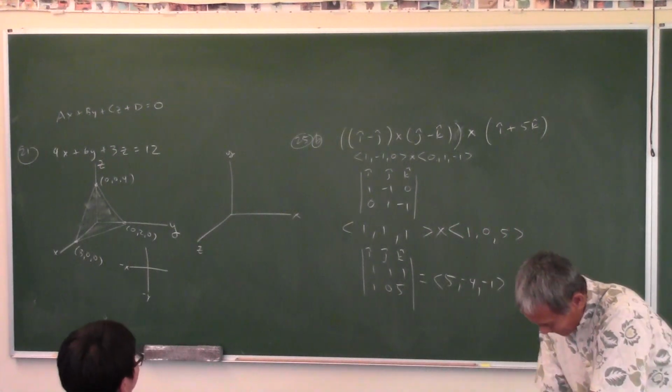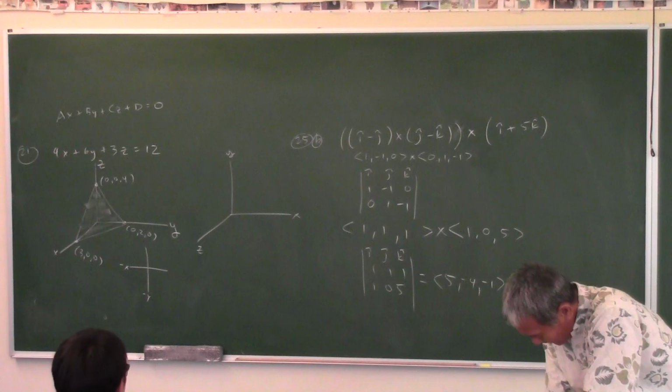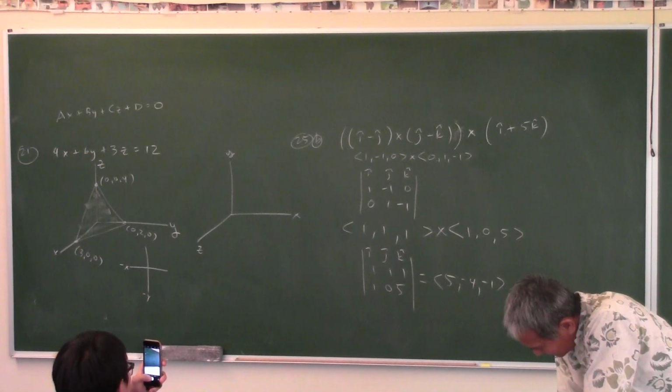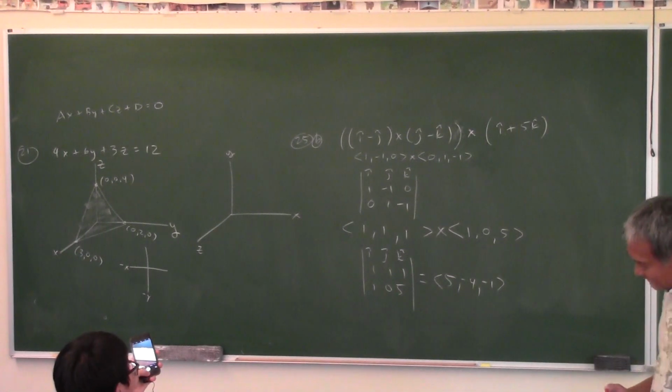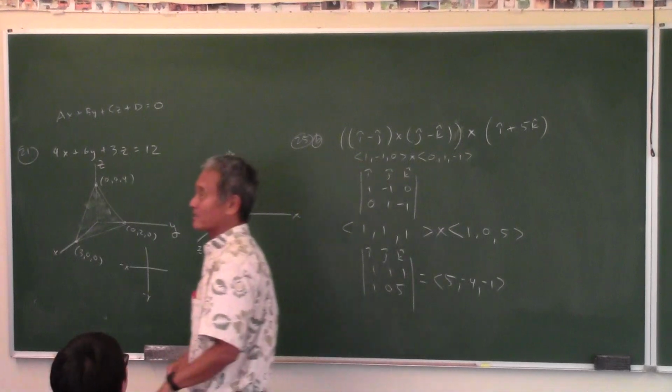Okay, what does the answer say? This is 25b? Yes. Oh, it's 5, -4, -1. Okay, there you go. Okay, so that was just pure computation.